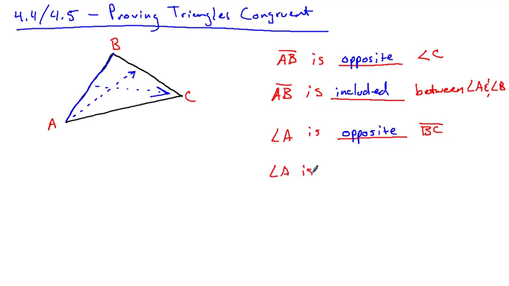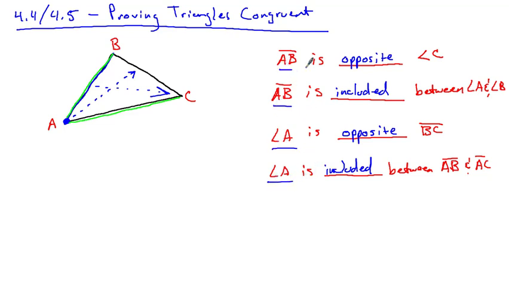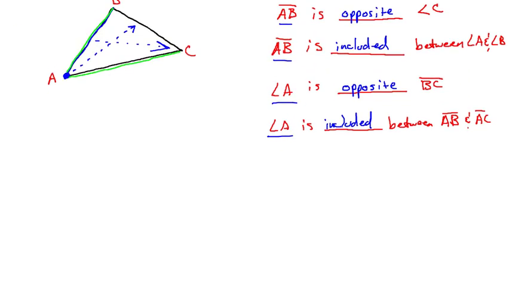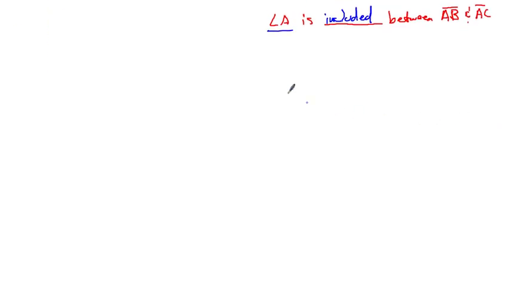And the last one, we'll do angle A again. Angle A is blank between AB and AC. So angle A is right here, and it is between AB and AC, so it is included. So we can have an included angle, and we can have an included side. We can have an opposite angle and an opposite side. So it's just a little bit of vocabulary before we do what we really are here to do today.